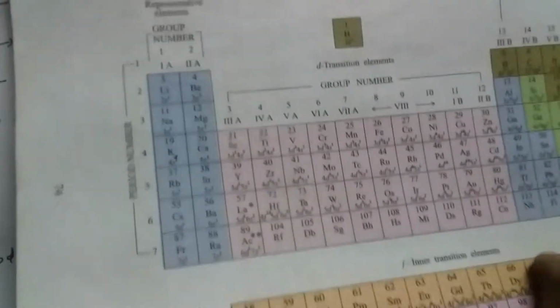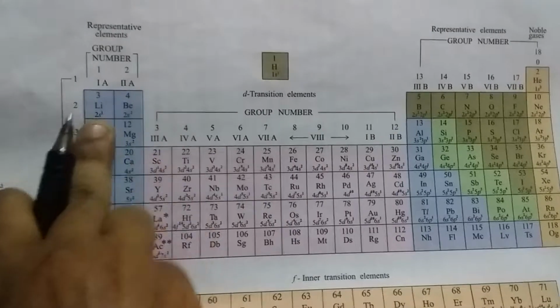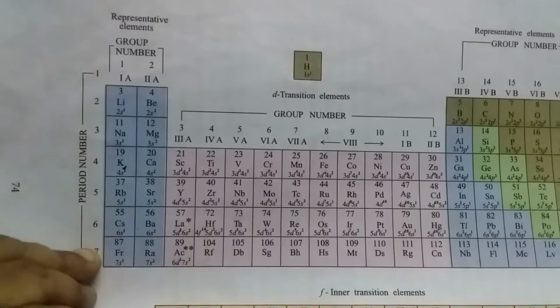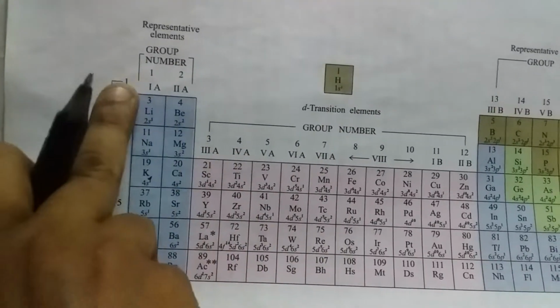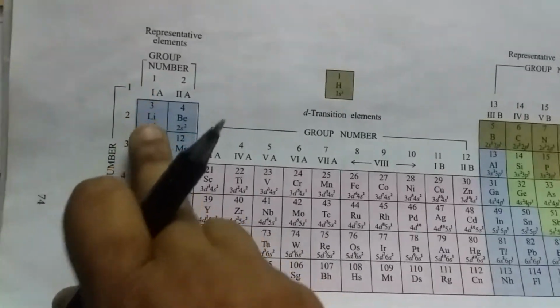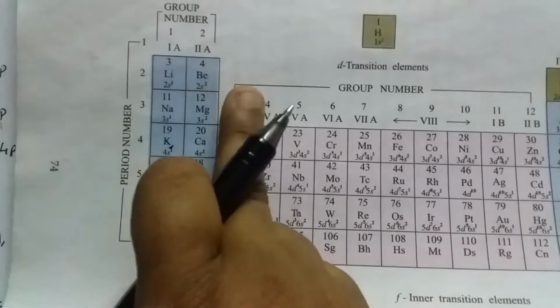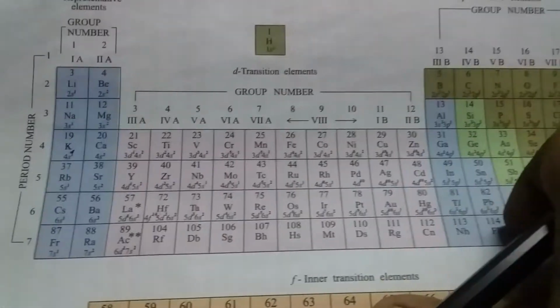This is the modern periodic table. I already explained it in the last video. Here, how many periods are there? 7 periods. The horizontal rows are called periods. The first period has hydrogen and helium, the second period has lithium and beryllium, and the third period has sodium, magnesium, aluminum, and so on.